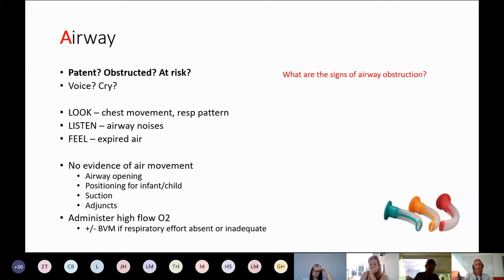So we look. You can get an awful lot in looking at any system of a child's body by standing at the end of the bed and looking at what's going on. So is there chest movement? Does it look like they're getting air in and out? We do have to take that with a bit of a pinch of salt and actually listen as well. What's their respiratory pattern like? Does it look normal? Does it look obstructed? Are they using their abdominal muscles, their chest muscles? Does it look like they're forcing air in and out and they're struggling to get air in and out?